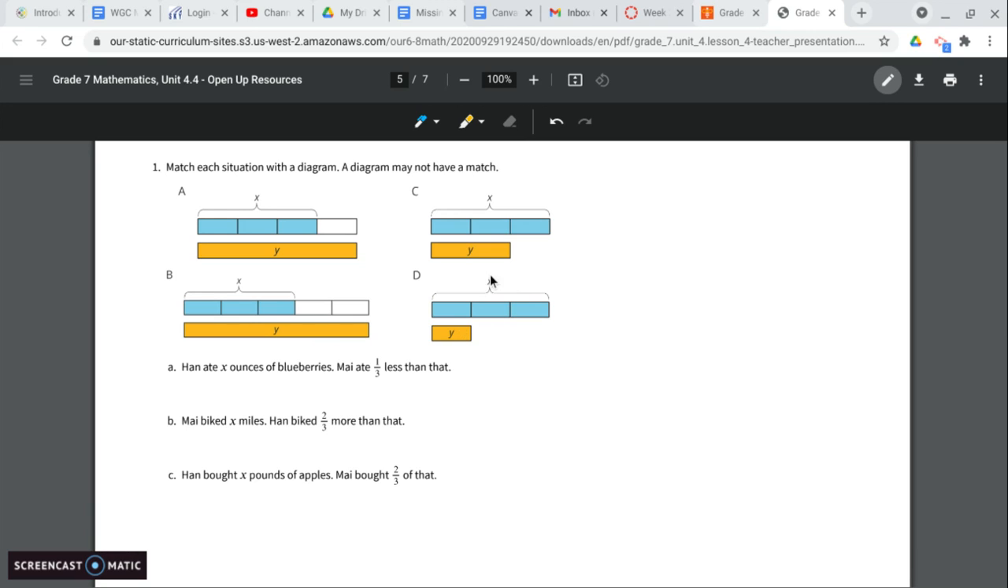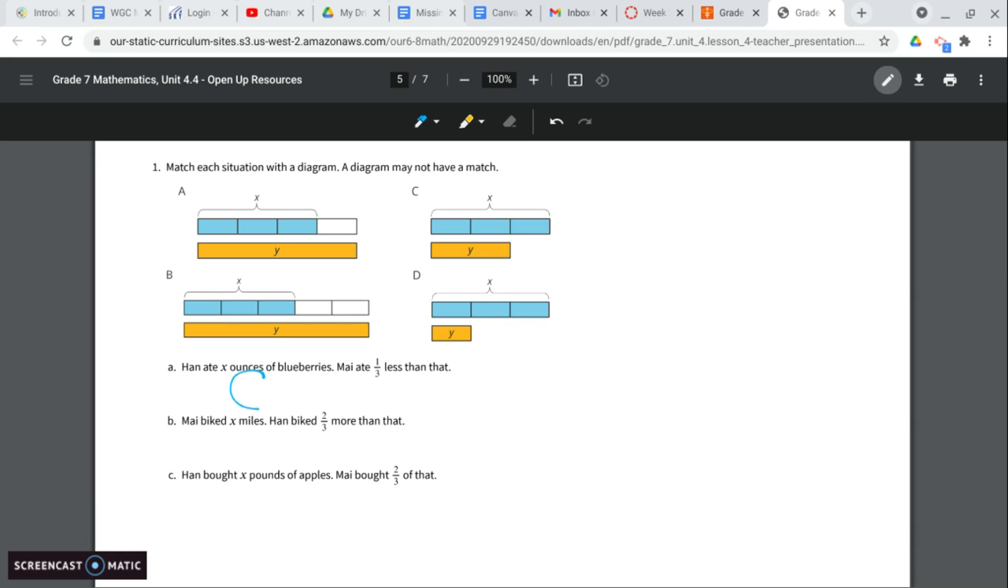So D, well, X is split into 1, 2, 3 parts, so that's good. 3 to represent a whole. But Mai only has 1 little third of the X. But it says that she only ate 1/3 less, not that she only ate 1/3. So C is going to be the correct one. Han ate X ounces of blueberries, and Mai ate 1/3 less than that because it's subtracted that third from our X to our Y.